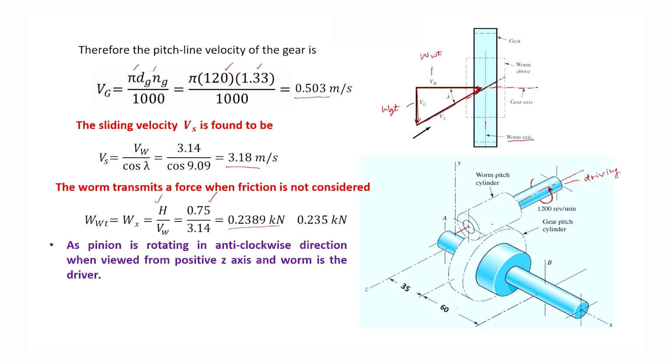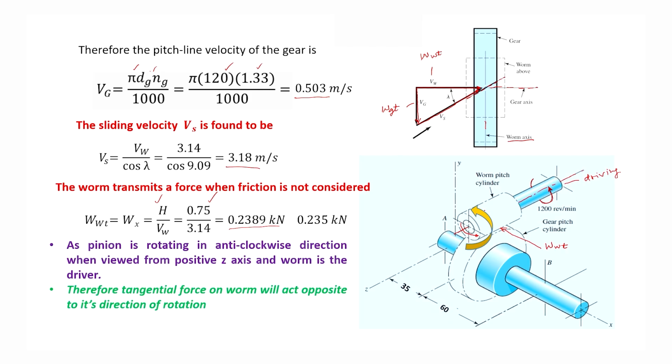At that pitch point, the motion of the worm is in this way, towards the positive x axis, and so the transmitted load on the worm will act in the negative direction of x in this way. This should be the direction of WWT, the transmitted load on the worm. Let us see. This is the direction of rotation of the worm, and so the tangential force on the worm will act opposite to its direction of rotation, and that is shown here.